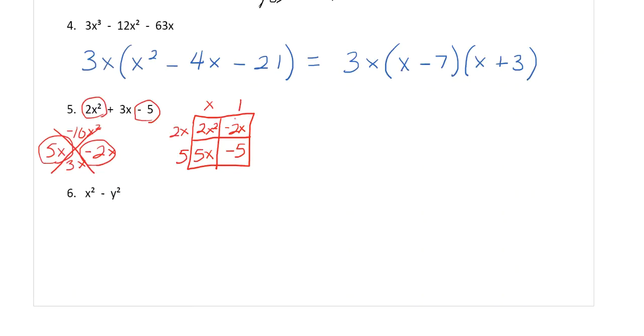So now we got to figure out where we need our negative sign. This is positive, this negative 5 over here, so I'm going to need the 1 to be negative. So now, after the box, we have done the work needed to undo these factors, and the factored form is x minus 1 and 2x plus 5.